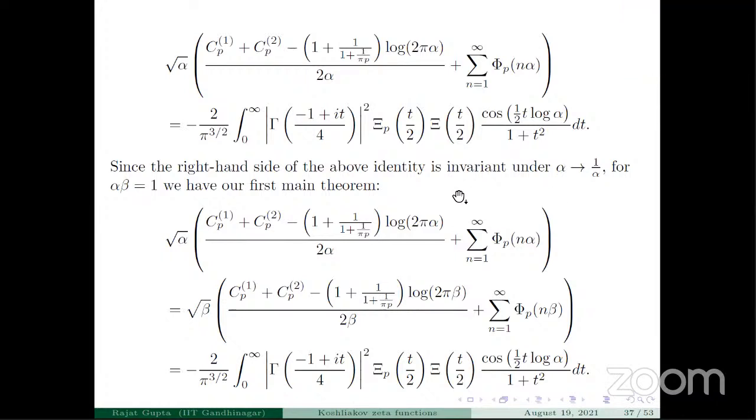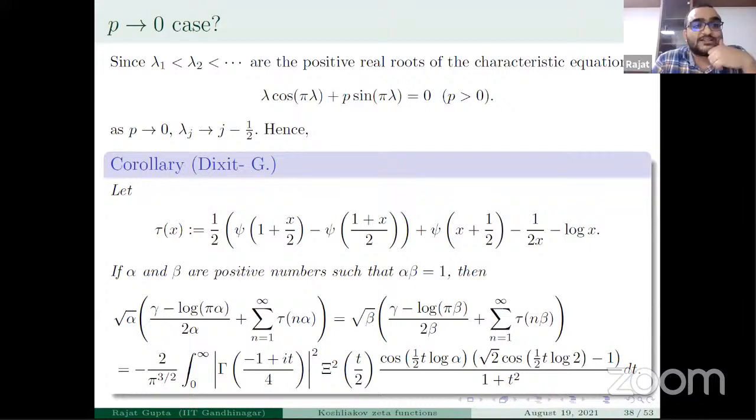Yeah, thank you. Now we consider the case p tends to 0. As we have seen, if we take p tends to infinity, we obtain Ramanujan's formula. But what happens if we take p tends to 0? We use that the lambda j's are an increasing sequence of positive real roots of this characteristic equation. As we saw, when p tends to 0, lambda j goes to j minus half. If we employ this fact in the previous theorem, and consider tau of x in terms of this combination of digamma function, we find that for alpha beta equal to 1, we have this modular relation.